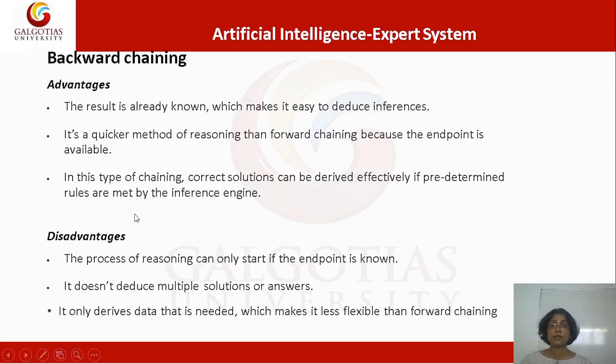The advantages of backward chaining are that the result is already known, which makes it reduce the search. It is a quicker method of reasoning than forward chaining because the endpoint is available. In this type of chaining, the correct solution can be derived effectively with predetermined rules made by the inference engine. On the disadvantage side, the process of reasoning only starts if the endpoint is deduced, and it only derives data that is needed, which makes it less flexible.